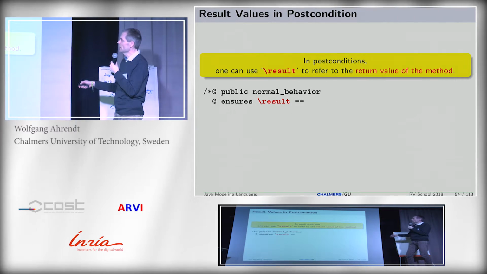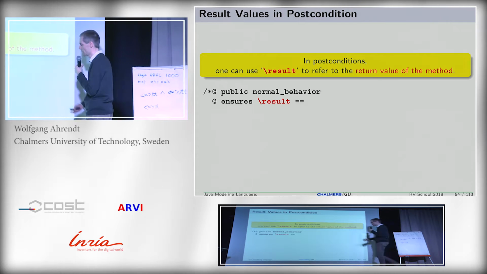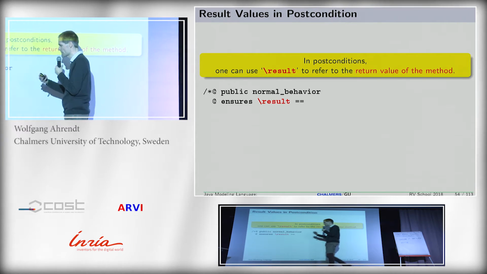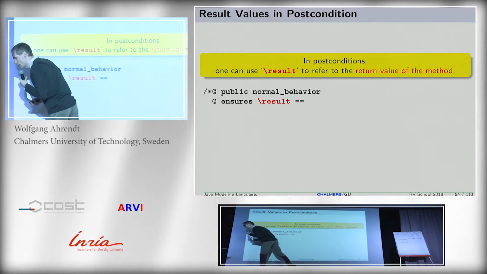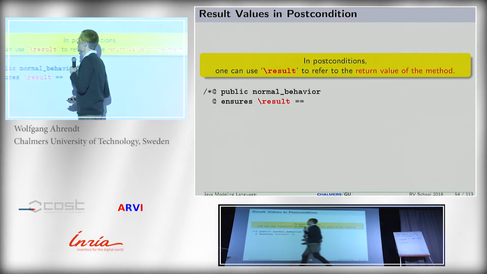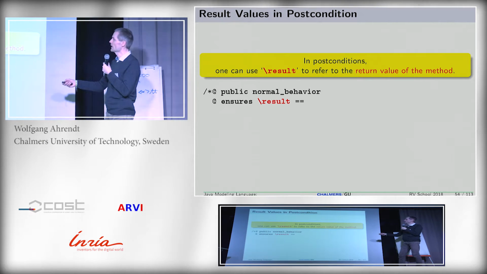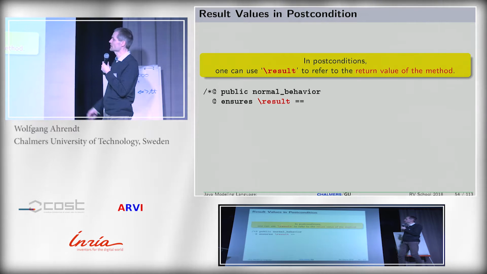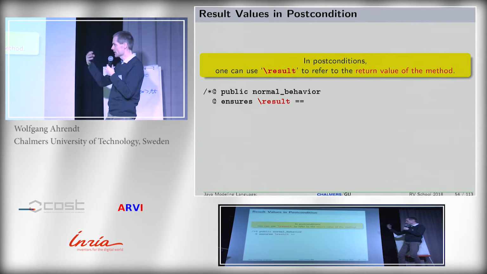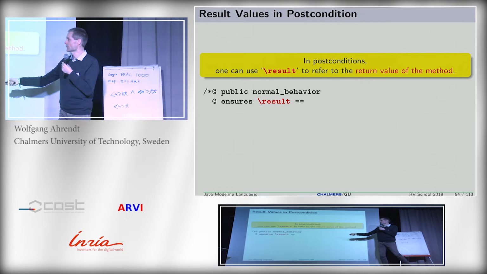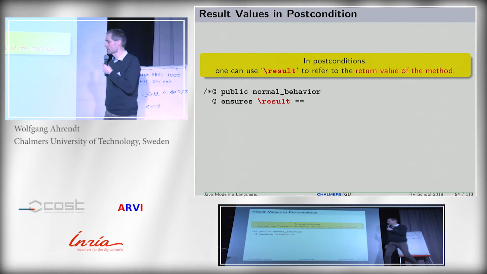And then in addition, if we specify non-void methods, we need access to the result value. And this is how we do it in JML. This keyword \result refers, in postconditions, to the result value of the method.